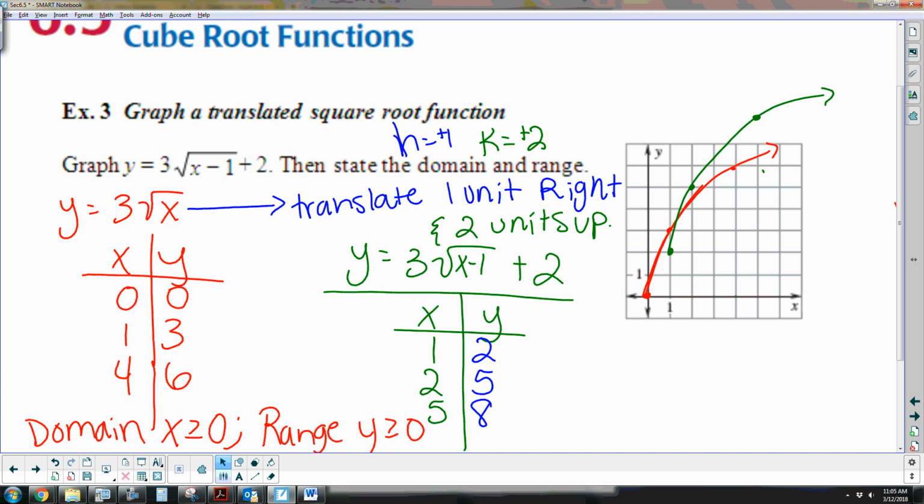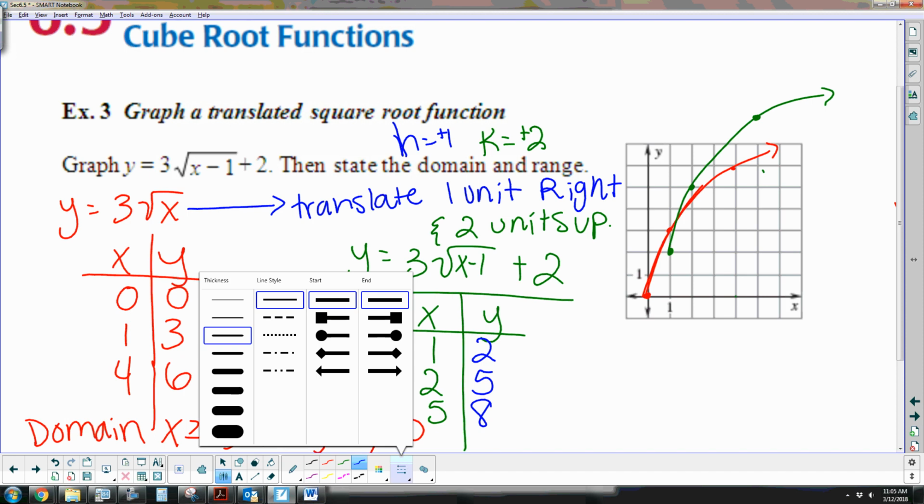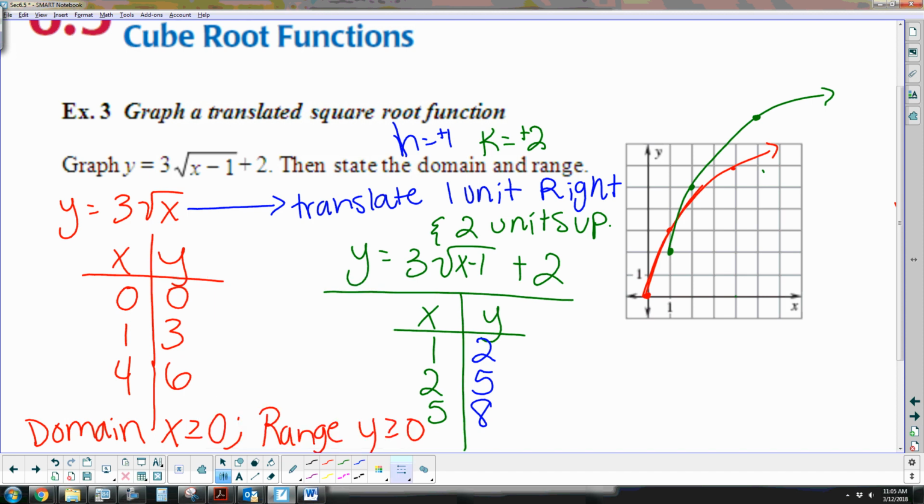So now, since we have a set domain and range, we need to redefine our domain and range for y equals 3 times the square root of x minus 1 plus 2. Because our x cannot be 0 anymore, because if x was 0, we would take 3 times the square root of negative 1, which we can't do. So our domain is now x is greater than or equal to 1. So here's our new domain.